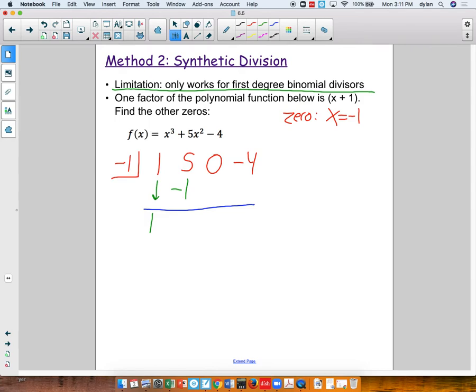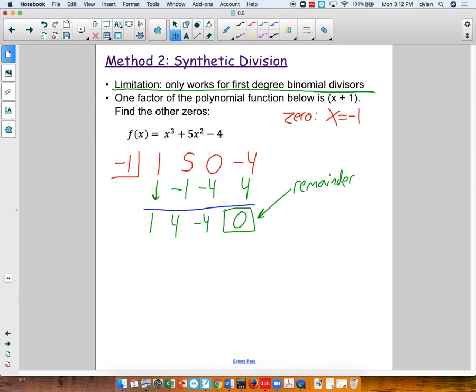So 5 plus -1 is 4. Multiply 4 times the number in the box, -1, get -4. 0 plus -4 is -4. Multiply that by the number in the box, come up with +4. And in this case, -4 plus 4 is 0. Now the final number is always your remainder. So if that number is 0, that means the division worked successfully, as it should, because I already told you that -1 was a 0 for this problem. So the division had to work. If the division doesn't work, in other words, if you don't end up with 0 as your remainder, that means the number you started with isn't a 0 for that polynomial.